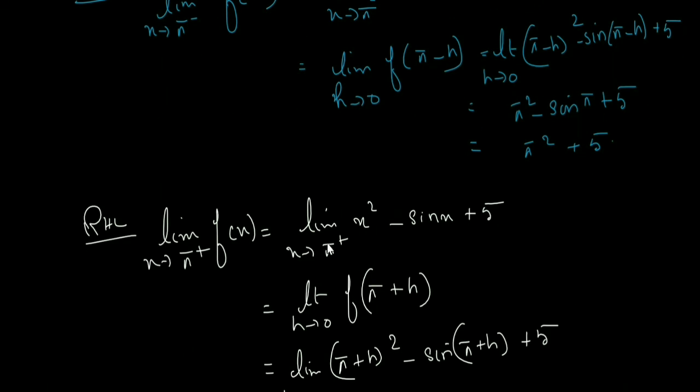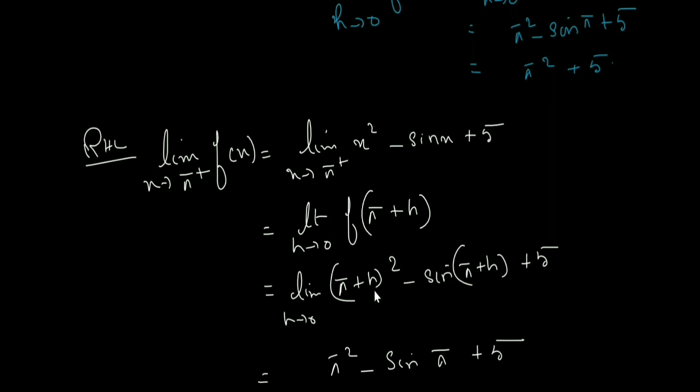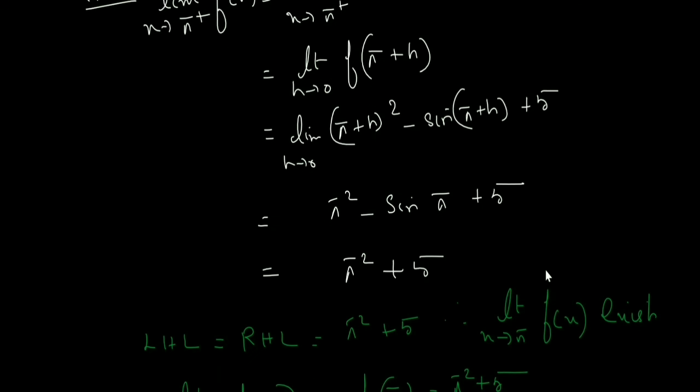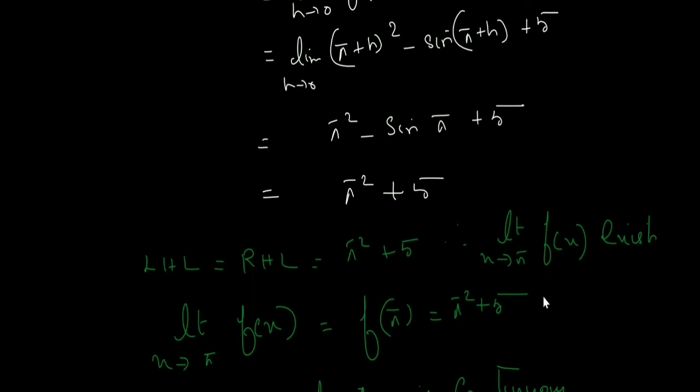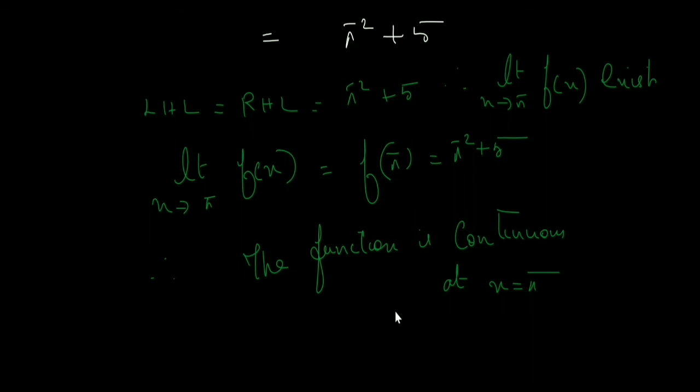Similarly, for the right limit, the same function, but it is pi plus h. So h tends to 0, pi plus h the whole square, minus sin of pi plus h, plus 5. Once again sin pi is 0. So the left limit and right limit are all equal. The limit exists and the value of the function is also equal to pi square plus 5. Therefore the function is continuous at x is equal to pi. Thank you.